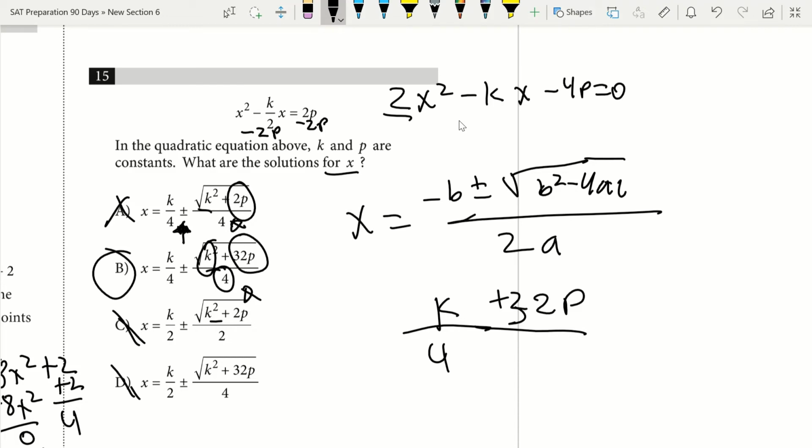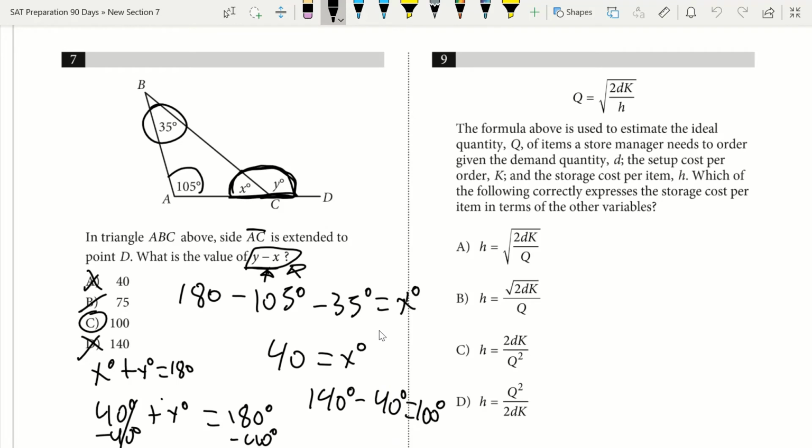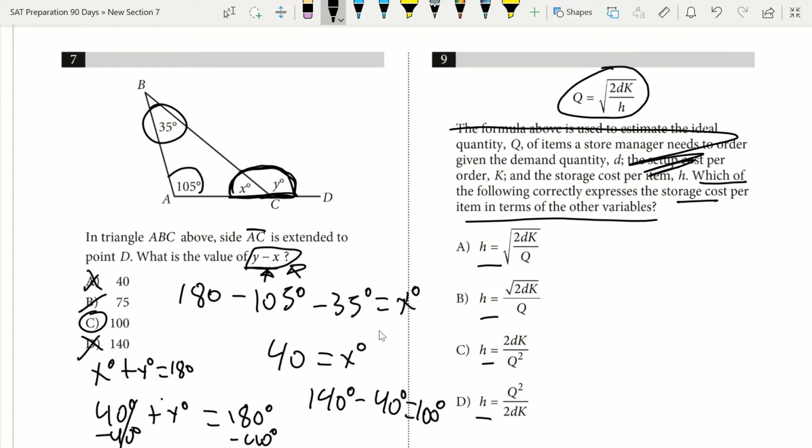All right, so question 9, what I'm seeing immediately that jumps out to me is that I have a lot of variables. I don't have a ton of numbers, but I have a lot of variables. So one thing that I know immediately when I see that is I'm just going to look at what my answer choices are really quick, and I see that they're what h equals. Everything here is what h equals. Then I read my last part, and it just says which of the following correctly expresses storage cost in terms of the other variables. So I know I just have to rearrange to solve for h here. So I don't have to read any of this.